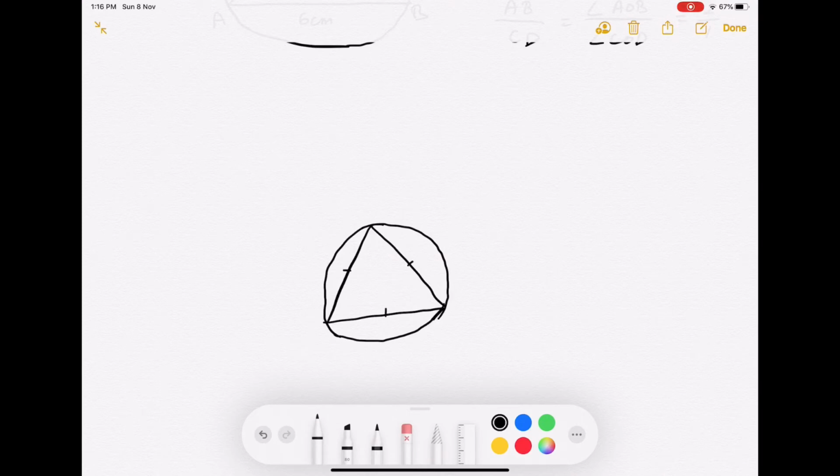then I know that ABC, these chords, are of equal length. Then they should subtend equal angles at the center. So if I join these sides and the center is O, I can say that angle AOB is equal to angle AOC, and that is equal to angle BOC, because equal chords subtend equal angles at the center.